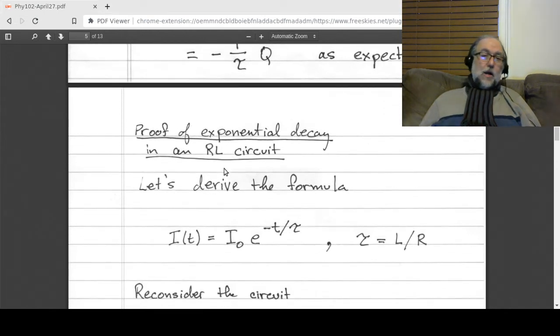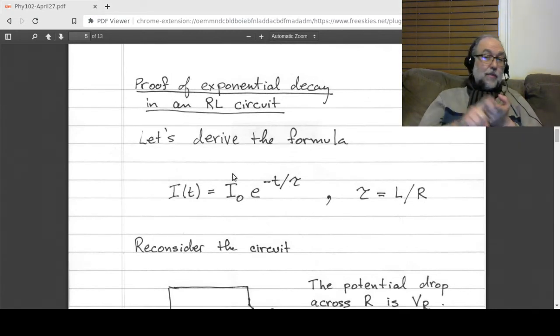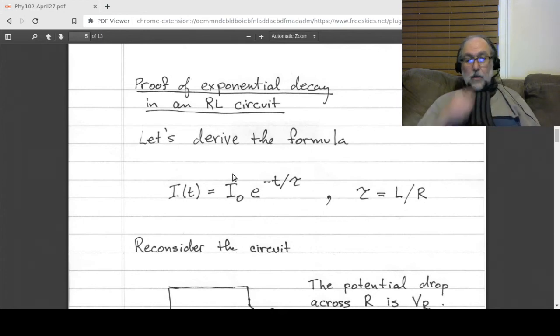Let's look at the RL circuit. And by the way, this is why I waited to this point in the course to introduce this, because I just did the RC circuit, but now I'm going to do the RL circuit, and that requires magnetism. And I'm also going to do an LC circuit. That's going to be the last circuit.